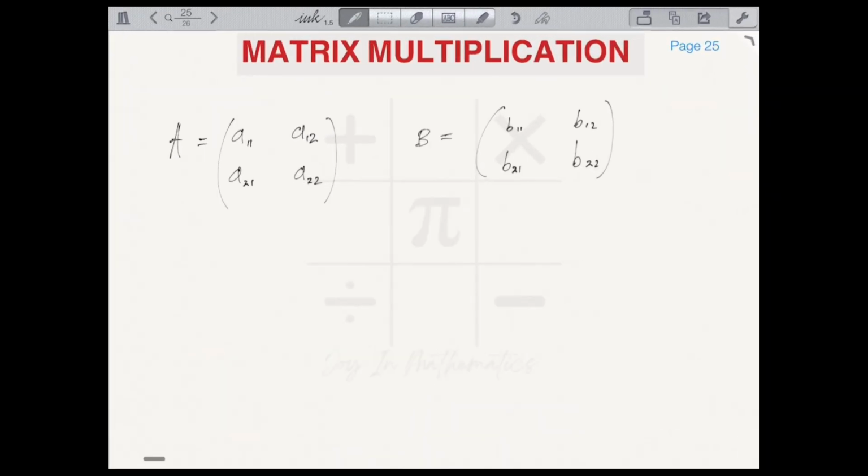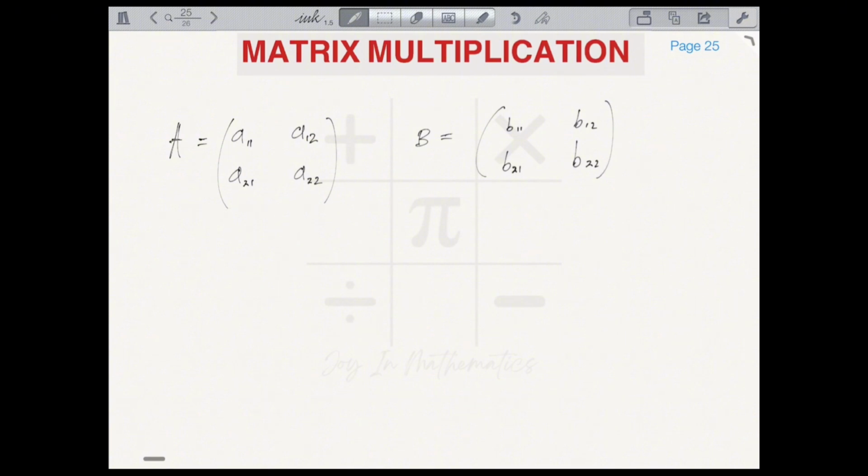We have seen how scalar multiplication works. That's multiplying a scalar by a matrix. Now, what if we want to multiply a matrix with another matrix? So we have A, a matrix of 4 elements, likewise B, a matrix of 4 elements. What happens if we multiply them together?